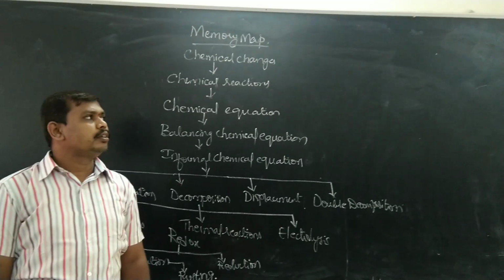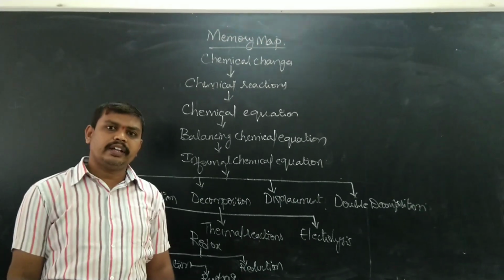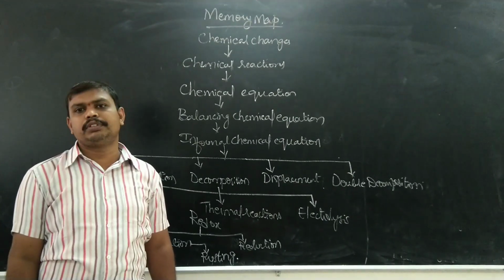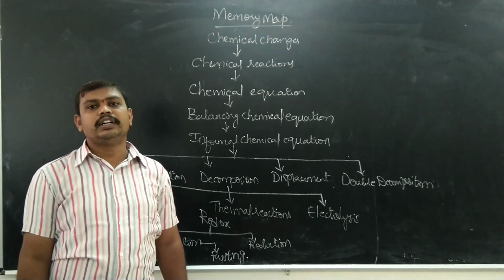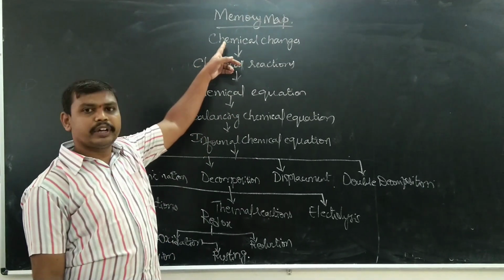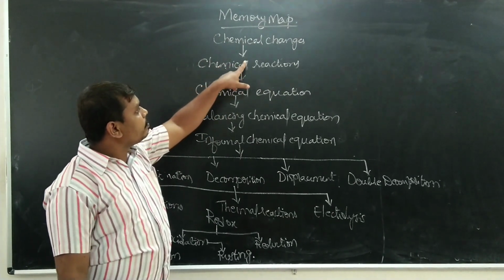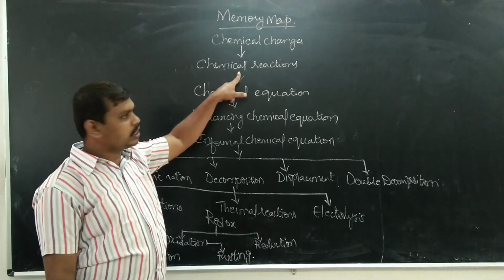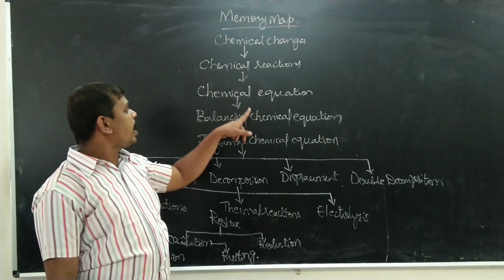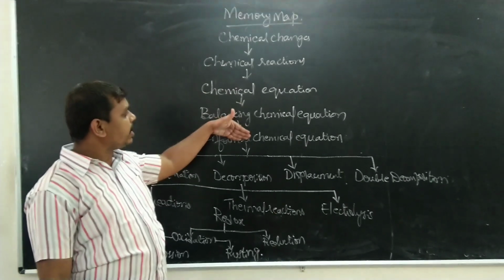So students, till now we have learned about chemical equations, balanced chemical equations, types of chemical reactions, and a few concepts. Now we are going to learn the entire thing in the form of a memory map, or you can see it as a flowchart. See here, chemical changes form chemical reactions, and these chemical reactions in turn form chemical equations and balanced chemical equations.